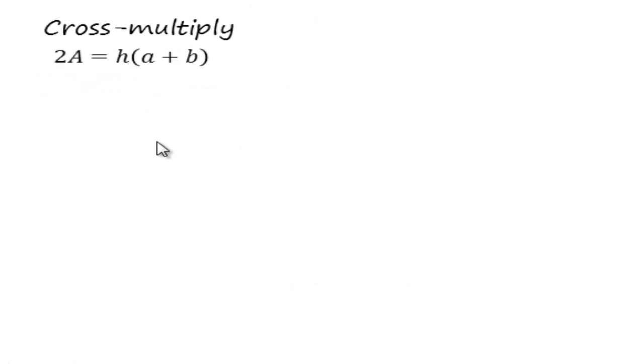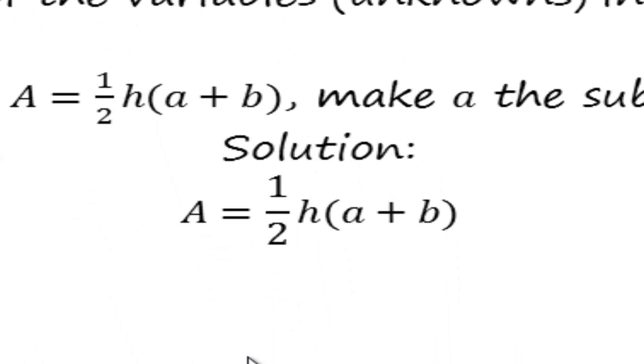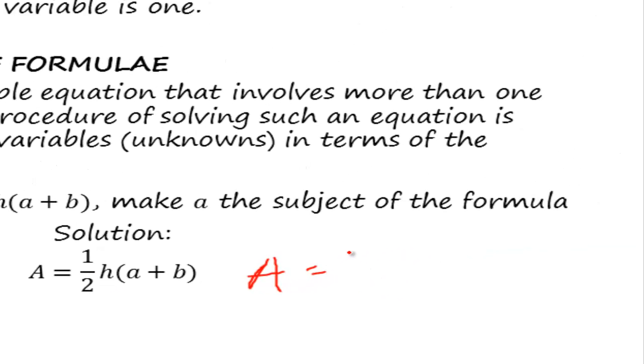Now what are you going to do? You have to cross multiply. When you cross multiply, you are going to get this. But before then, let me go back so that you get this. This is what you have to do. That means A equals h into open bracket a plus b, close the bracket, all divided by 2, because that is the same thing as this.